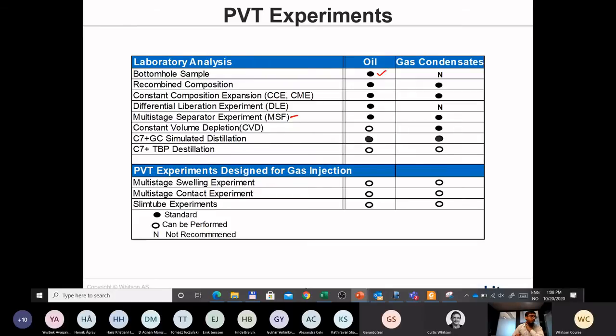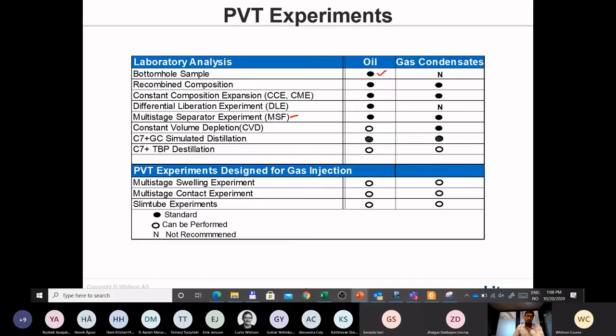Question? Yeah. May I ask, could you please explain why the differential liberation test is not recommended for gas condensates? Yeah, that's a very good question. So the question is why the DLE experiment is not recommended for gas condensates.